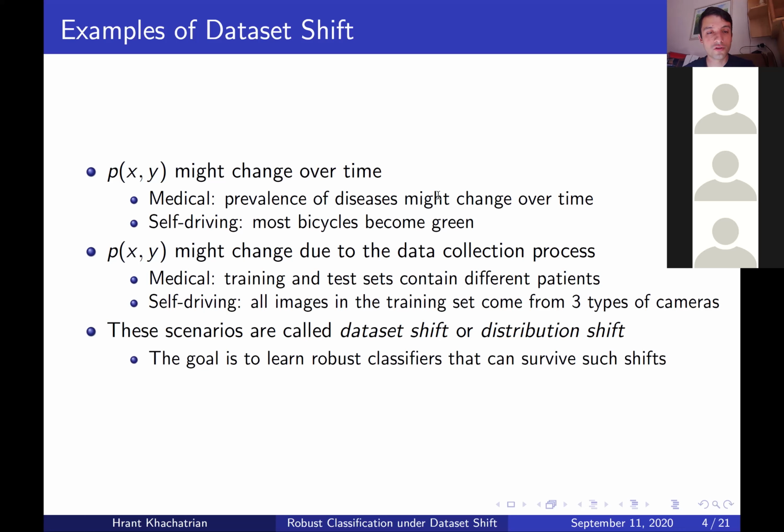These scenarios are called dataset shift, or in other literature, you can find distribution shift. And the goal is to learn robust classifiers that can survive such shifts.